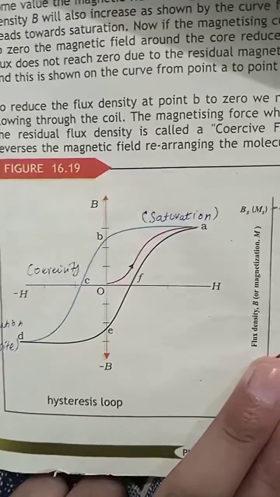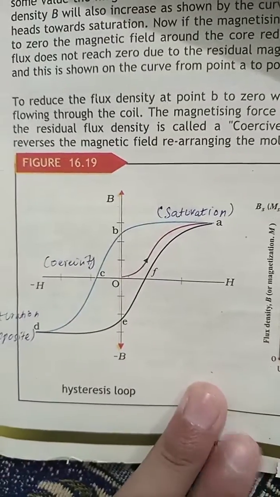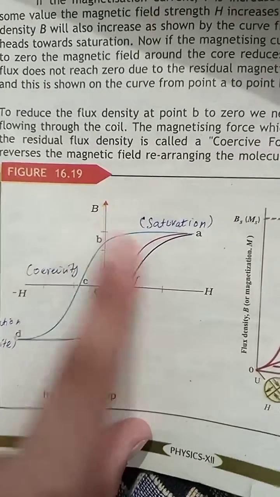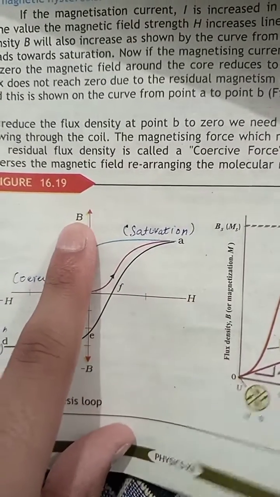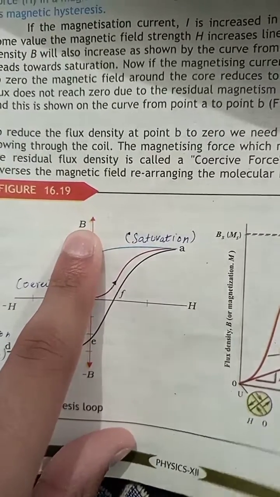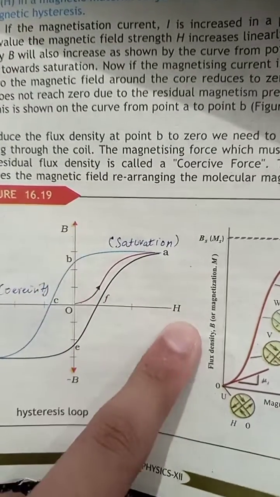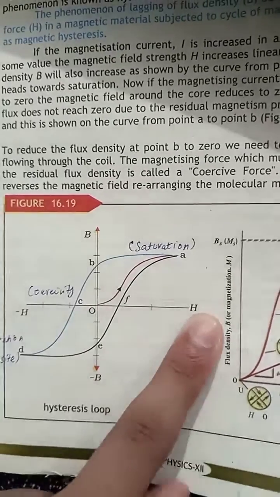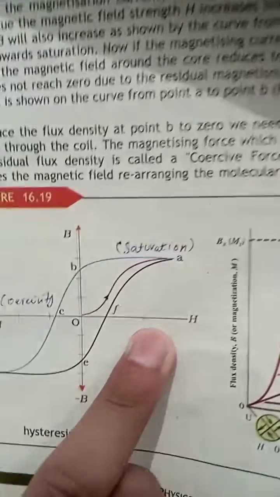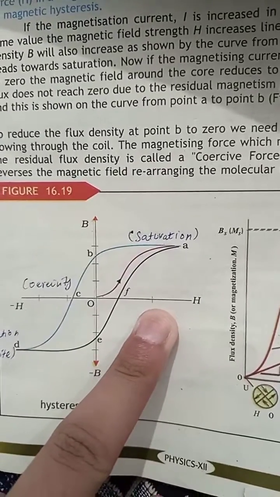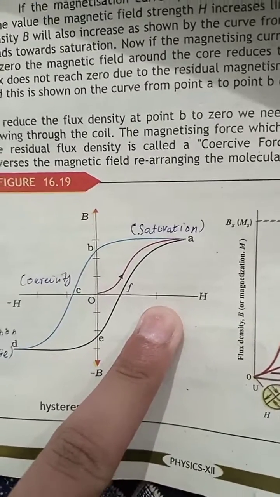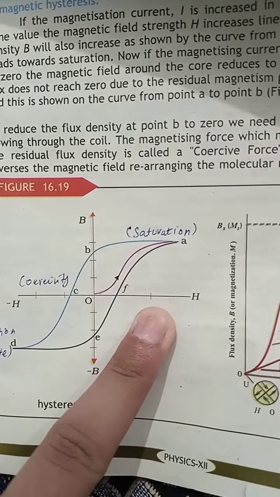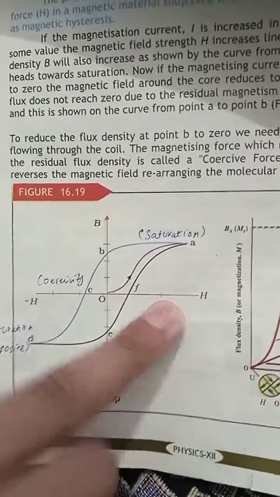Guys, we're going to study the hysteresis loop, and this is the graph of the hysteresis loop. B is the magnetic flux density, and H represents the magnetic field, or you can say the current too, because the current is actually producing it. The hysteresis loop is fully based on electromagnetic and ferromagnetic materials.